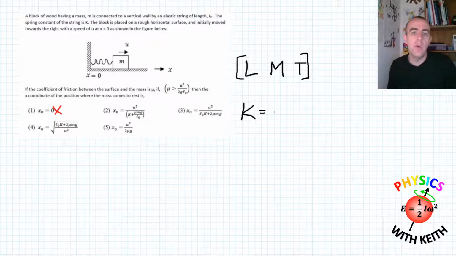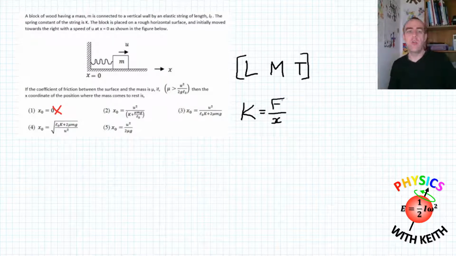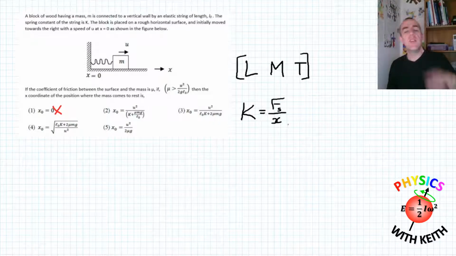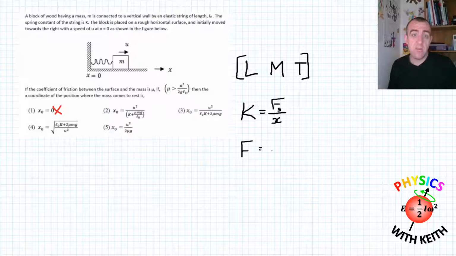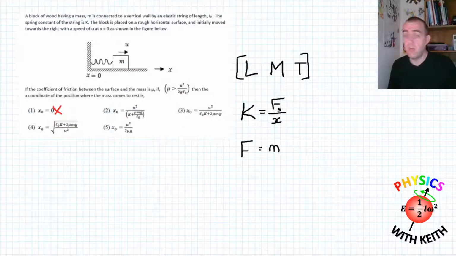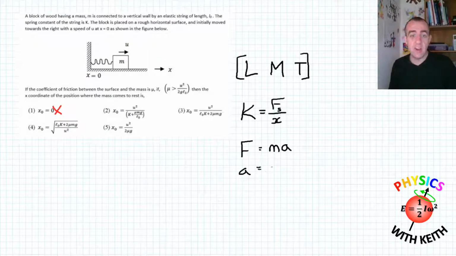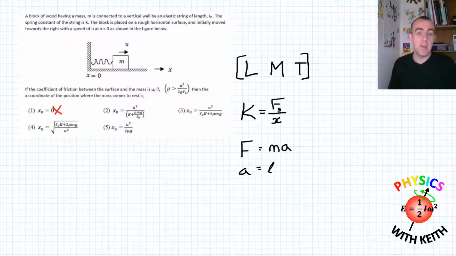So K, what was K? From our equation before, K was the spring constant, which was the restoring force from the string divided by the extension of the string. Now, what is a force? A force is a mass times an acceleration. That will do for a general equation for a force. And what's an acceleration? An acceleration is a length divided by a time divided by a time. Or you could say a speed divided by a time.